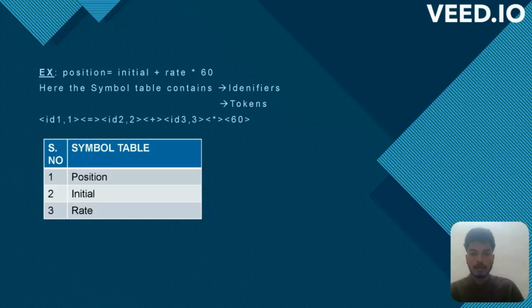As I already mentioned, it contains a symbol table with the different identifiers and tokens, helping the compilation. The symbol table contains three entries: position, initial, and rate. In position equal to initial plus rate, we have three variable names, which I have mentioned in the symbol table.